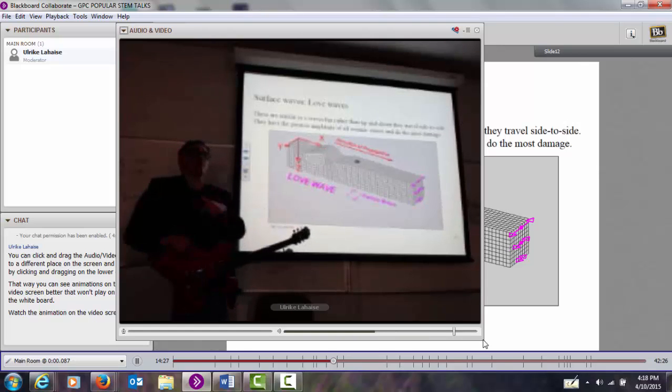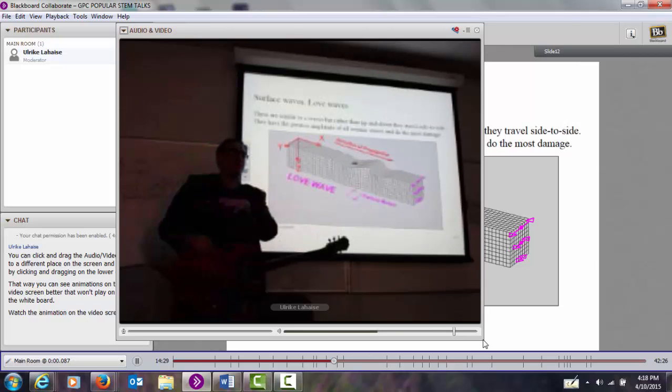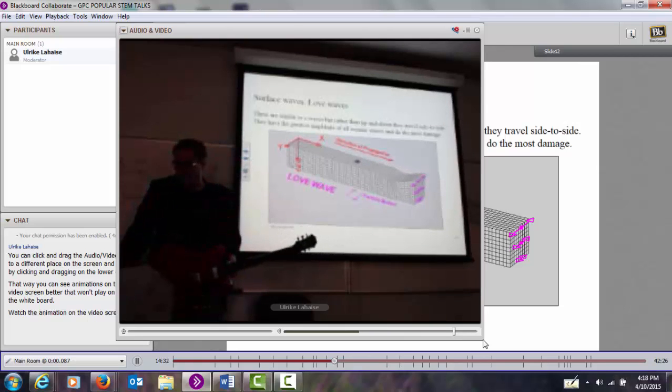And these cause the most damage. This is the most life and limb loss. Loss of property, loss of life. These are what seismologists look for when they're dealing with hazard remediation, when they're dealing with actually saving people's lives.